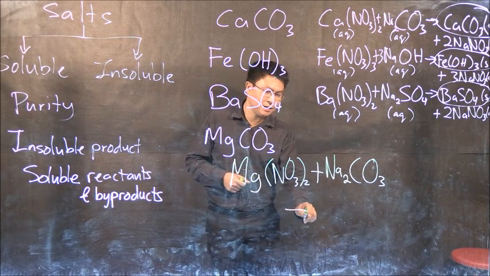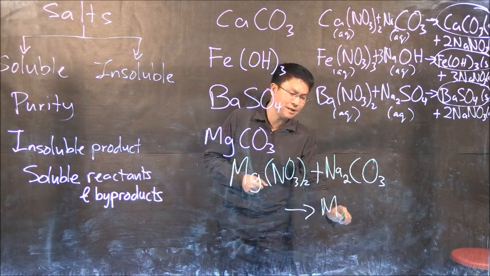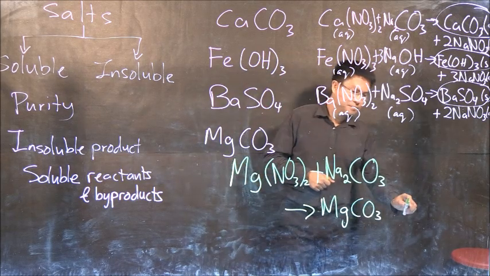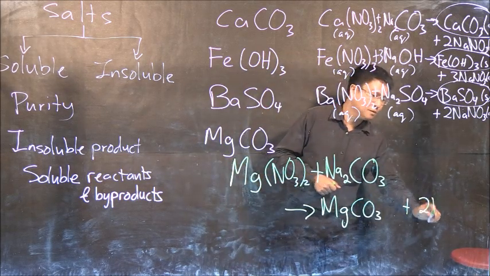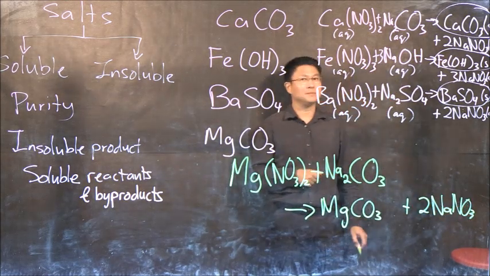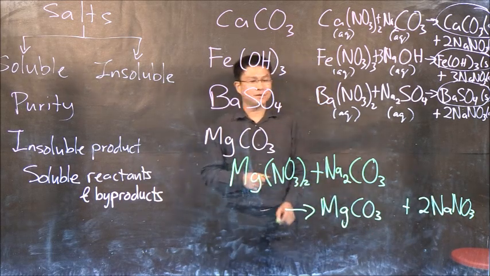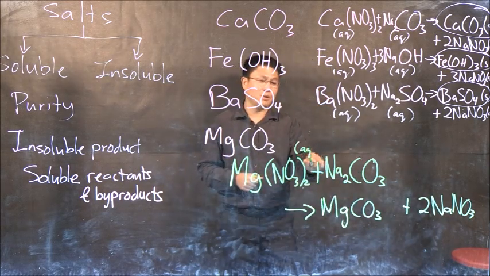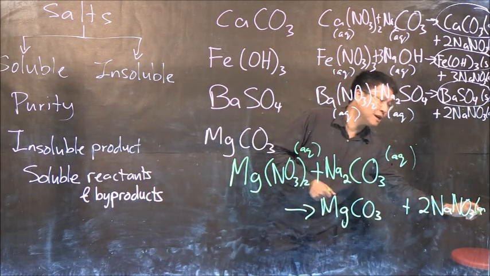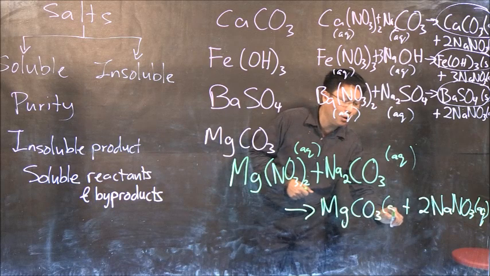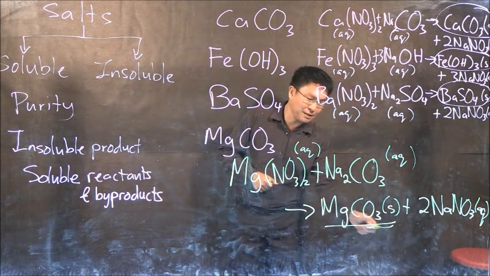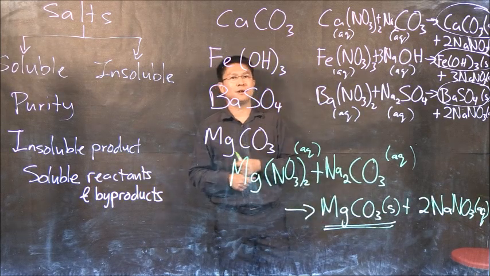In this case, it will give us magnesium carbonate, which we want, and sodium nitrate, which is a byproduct. Similar to the first three cases, we have aqueous, this is also aqueous, leaving us only one insoluble solid product, which is magnesium carbonate, which was the target of this salt preparation.